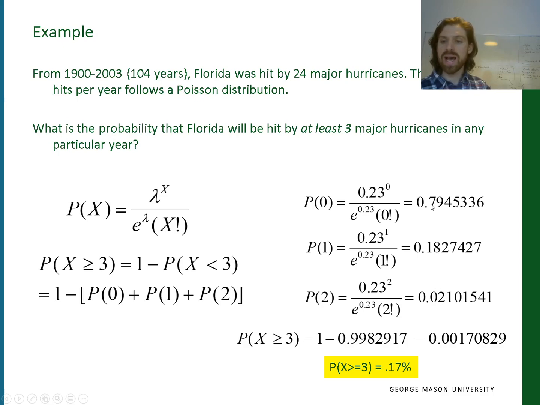Now what we need to do is to add up all of these values, so the 0.79, the 0.18, the 0.02, and we end up with 0.9982917. And that's the summed probabilities for all those years where you have fewer than 3 hurricanes hitting Florida. And that provides us, as a consequence, when we subtract this value from 1, essentially the probability of Florida being hit by at least 3 major hurricanes. And when you look at that in percentage terms, each year there is less than 0.17% that there could be 3 major events hitting landfall in Florida, essentially.